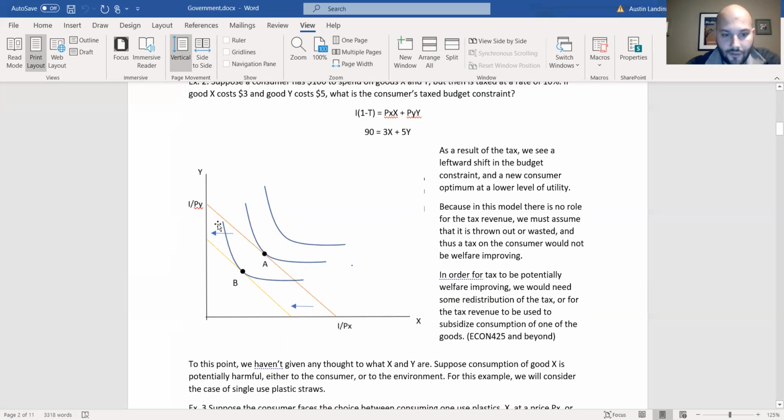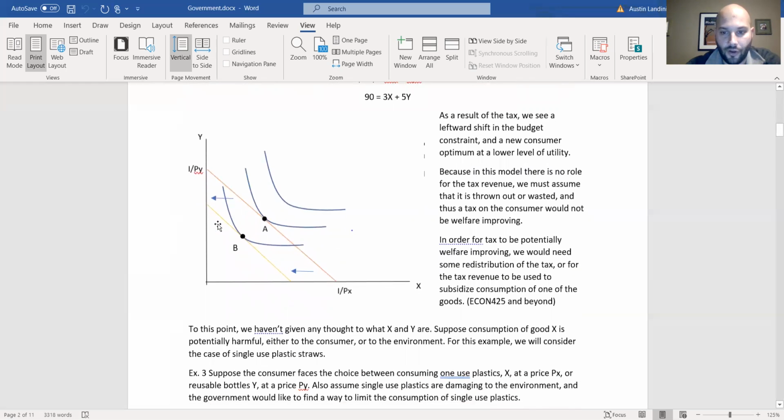In this model, again, there's really no role for the tax revenue, so we have to assume that it's just thrown out or wasted. And so we see that this tax on the consumer would not be welfare improving. The consumer is consuming less. In order for the tax to be potentially welfare improving, we need some sort of redistribution, or for the tax revenue to be used to subsidize one of the goods, something like that.